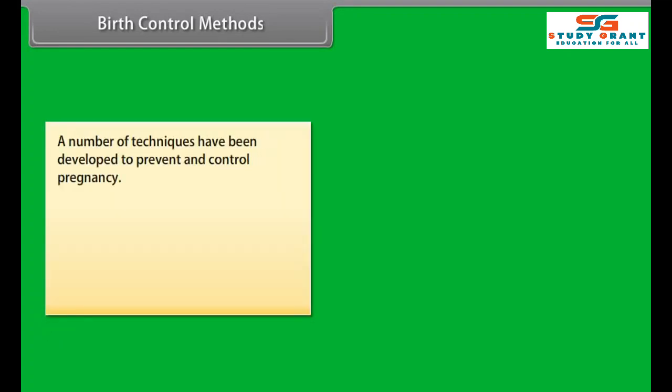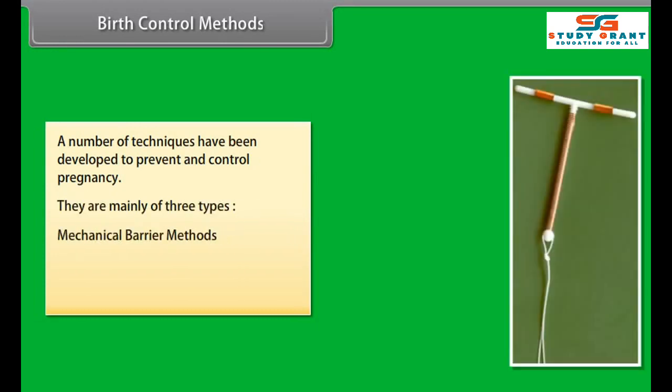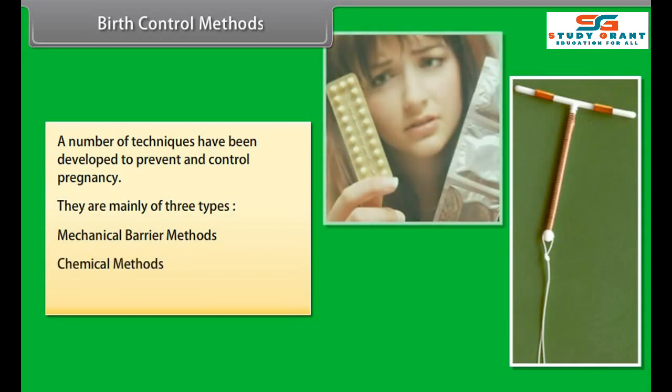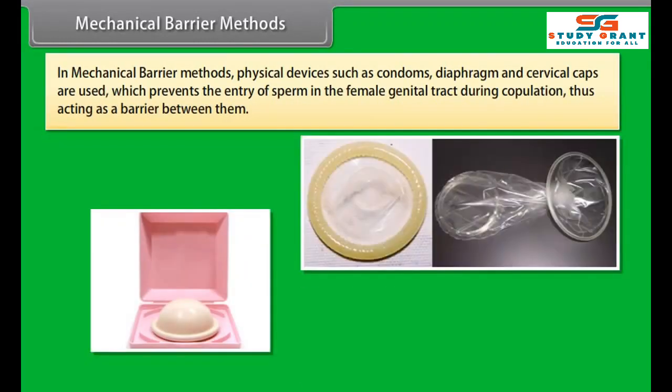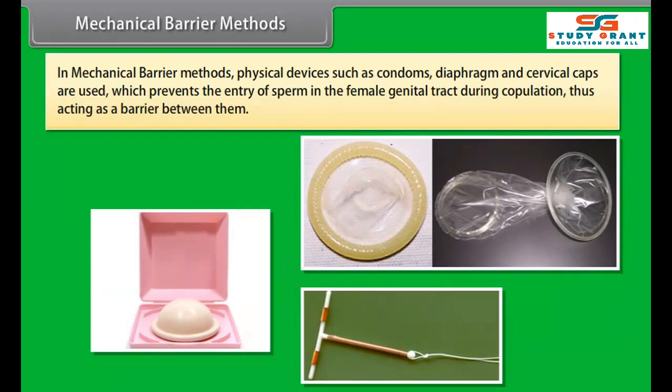Birth control methods. A number of techniques have been developed to prevent and control pregnancy. They are mainly of three types: mechanical barrier methods, chemical methods, surgical methods. Mechanical barrier methods. In mechanical barrier methods, physical devices such as condoms, diaphragm, and cervical caps are used, which prevent the entry of sperm in the female genital tract during copulation, thus acting as a barrier between them.